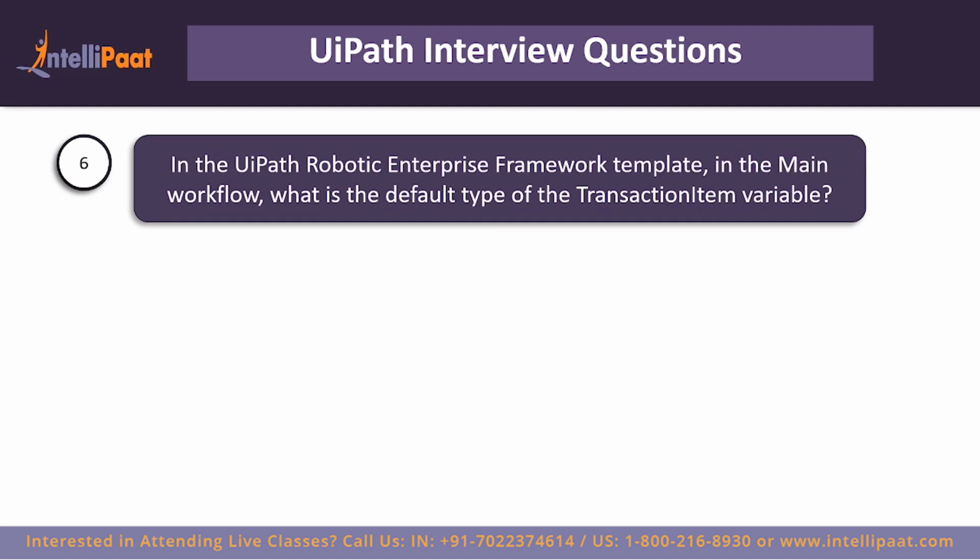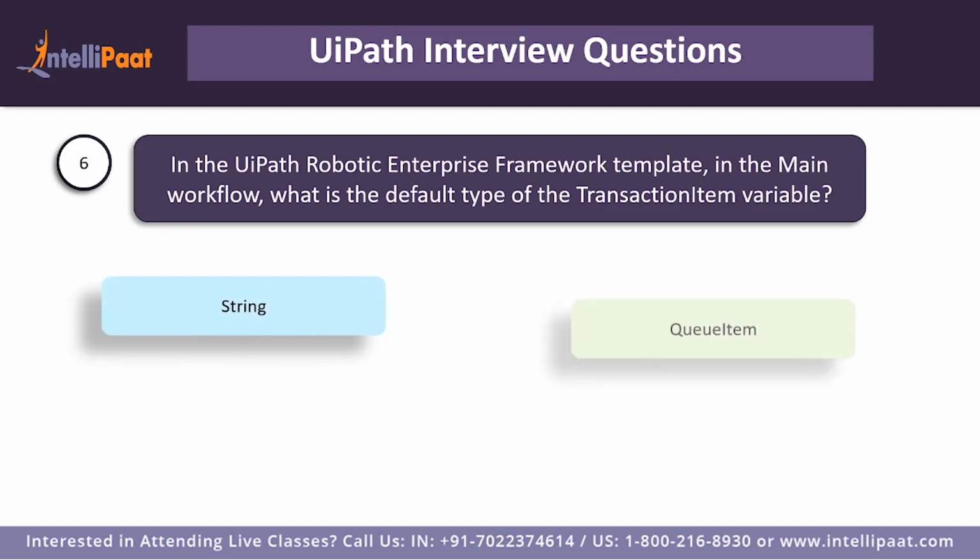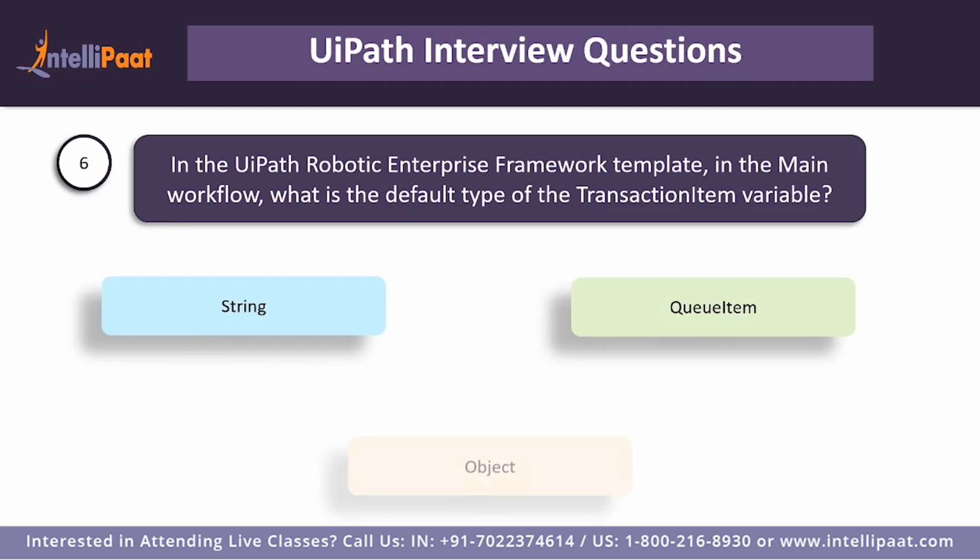Okay, let's jump into the next question. Next question is, in the UiPath Robotic Enterprise Framework template, in the main workflow, what is the default type of transaction item variable? That is a little difficult question. So if you have used RE framework or Robotic Enterprise Framework, in the main workflow, what is the default type of the transaction item variable? The answer to the question is string, queue item, and object. These are the three default types of transaction item variable which are present for you in the RE framework in the main workflow by default, right?